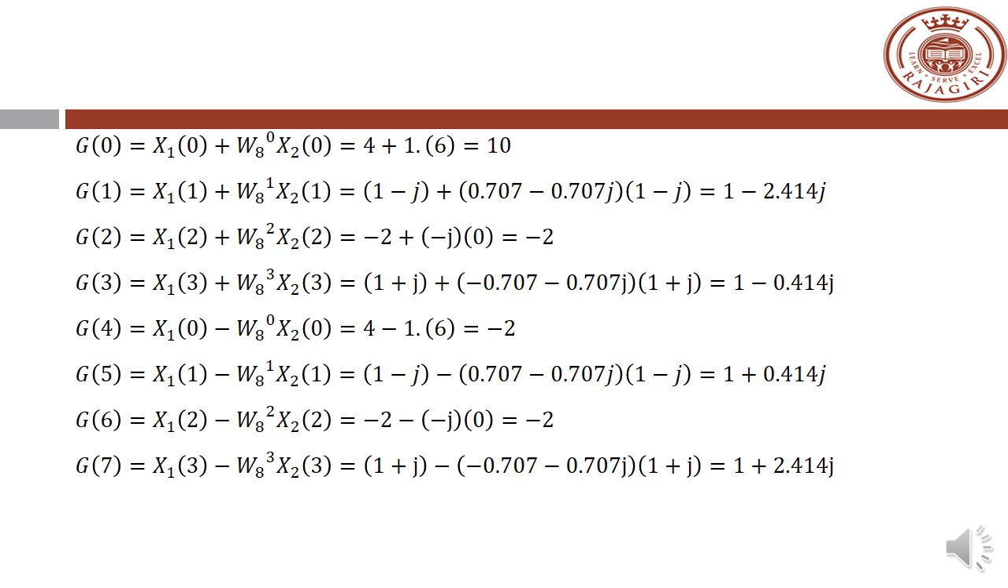This is how we compute an 8-point DFT using a single 4-point DFT, which was X of k. From that single 4-point DFT, by substitutions, we calculated X1 of k and X2 of k, and using X1 of k and X2 of k, we computed G of k.